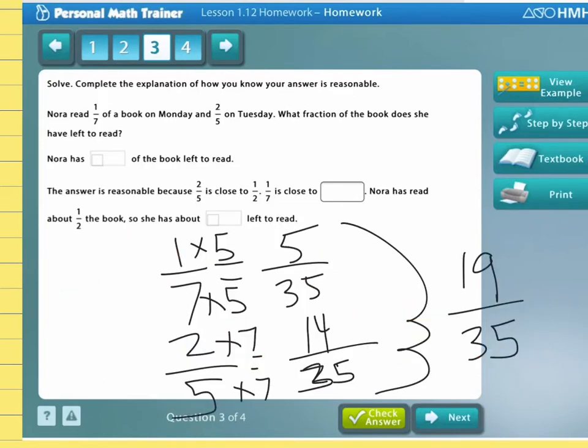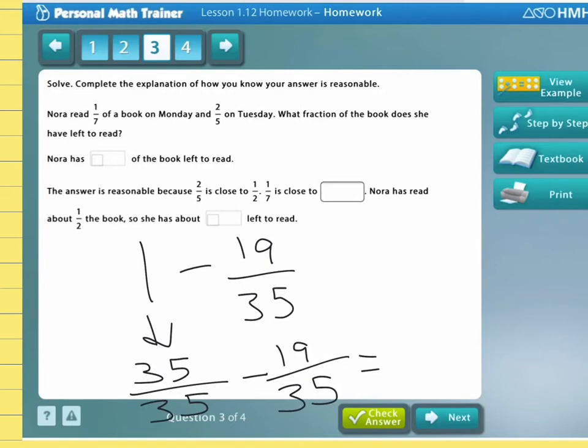So I've drawn my problem horizontally. I've found equivalent fractions, using the denominator of 35. 5/35 and 14/35 gives me a total of 19/35. So now I know that the 1/7 and the 2/5 of the book combine to 19/35 of the book. Then how much would I need to get to finish the entire book? 35/35.